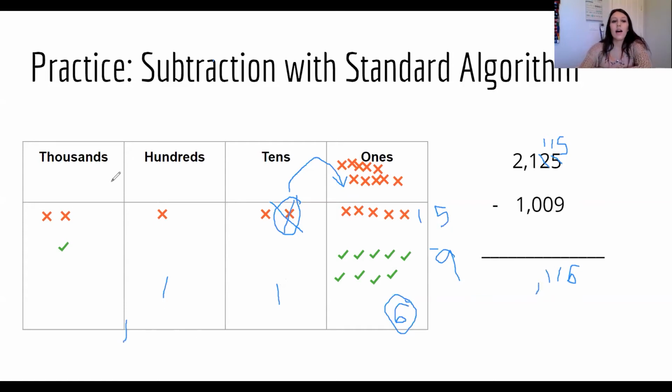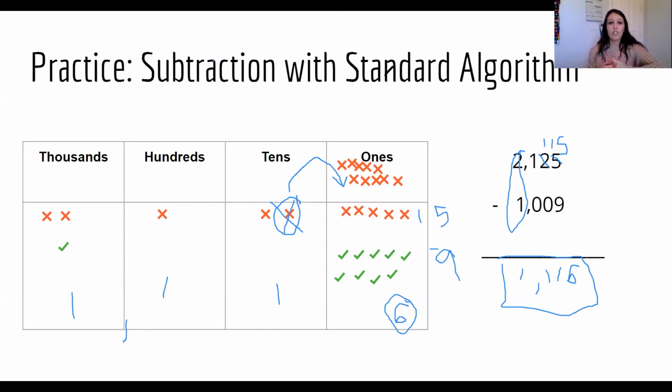Next up, in our thousands place, we have 2 X's minus 1 check mark. So we're saying 2 minus 1. 2 minus 1 equals 1, right? Perfect. And then if we look over at our standard algorithm, 2 minus 1 equals 1. So our answer for this is 1,116.